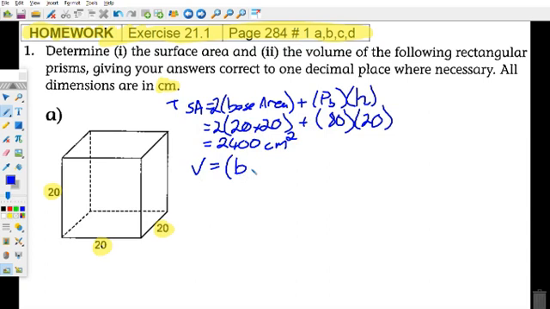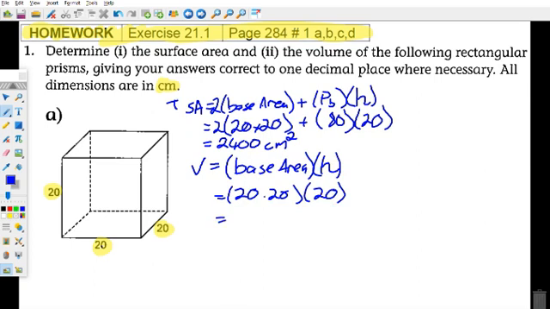So let's find the volume. Volume is going to be equal to my base area, which is a square, multiplied by my height. So let's work that out. It's going to be 20 times 20, multiplied by 20, or 20 cubed. So 20 cubed is going to be equal to 8,000 centimeters cubed. Now that one's cubed. So giving answers to one decimal place when necessary, all dimensions. There we go. So we're done.